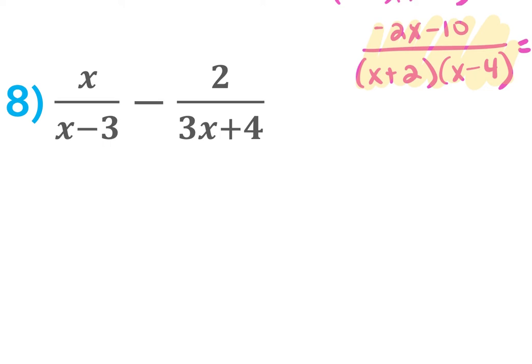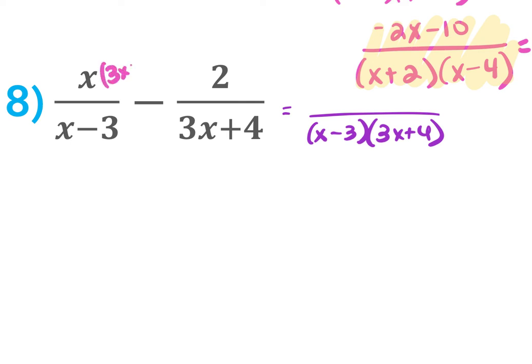Look at your denominators. Are those different factors? So the least common denominator is x minus 3 and 3x plus 4. What's missing from my first fraction? 3x plus 4. So I'm going to distribute that out, and I end up with 3x squared plus 4x.